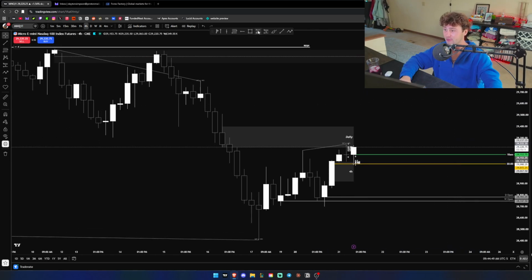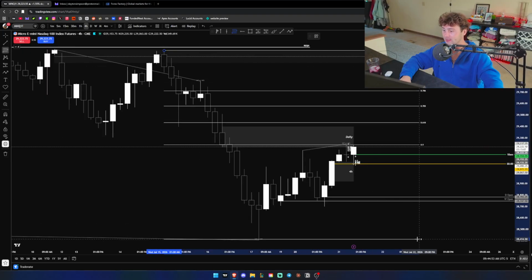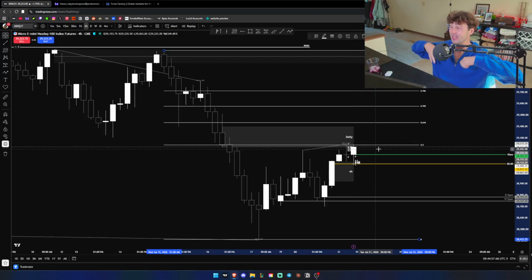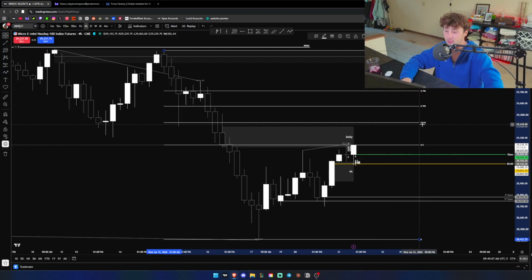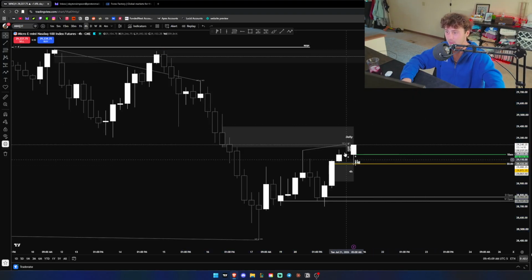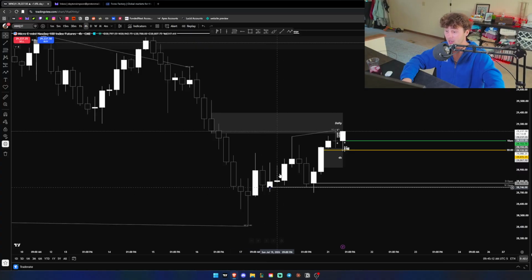If we look from this high up here, back here, all the way down to this low, that daily gap, the start of that daily gap is the 50% of that leg. So once we've hit that daily gap, we can know we've rebalanced to 50% of that leg down, okay? Which means we could see a retrace down lower. I'm not saying we're taking out these lows down here. I'm just saying that the 50% and that daily gap has been tapped, so we can at least look for a retrace to the downside.